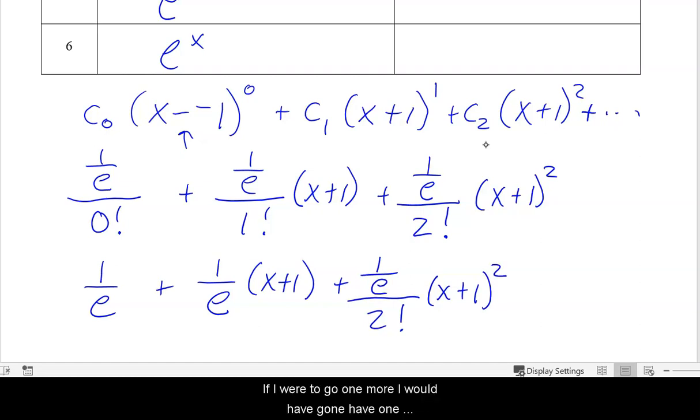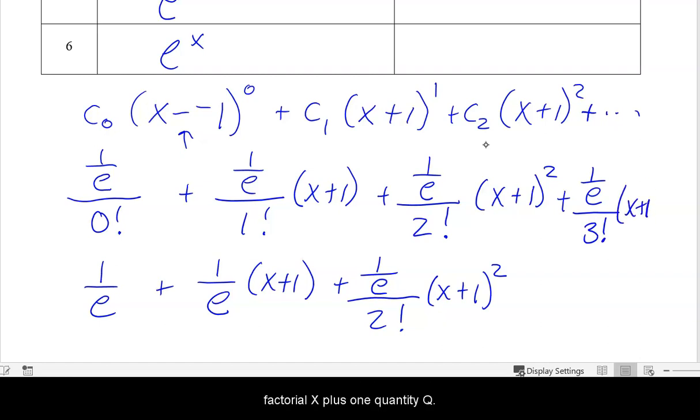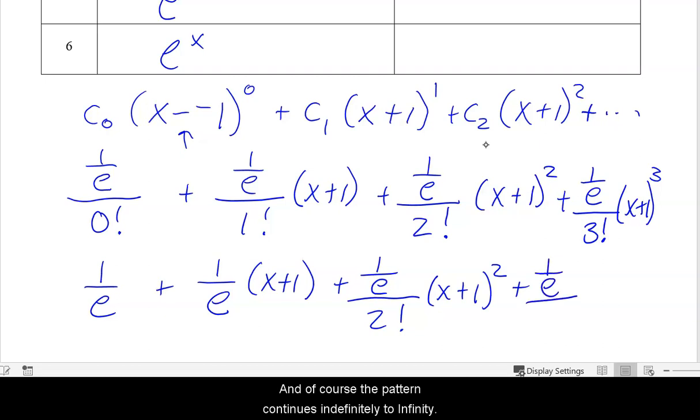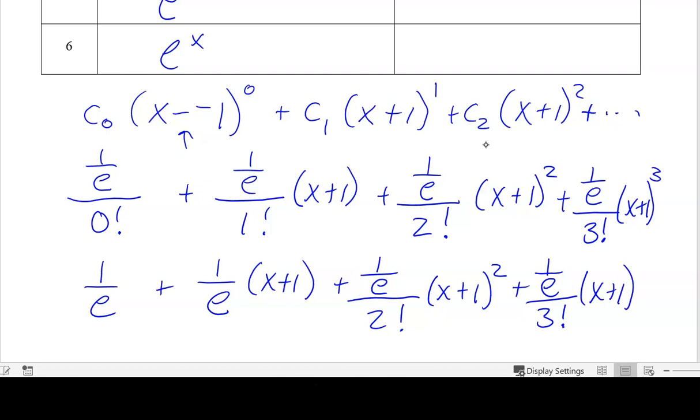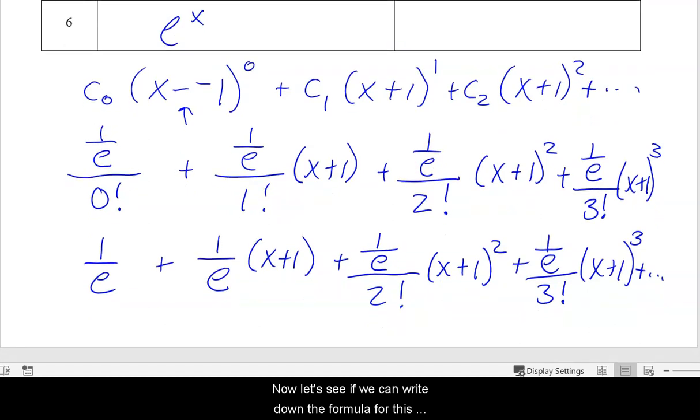If I were to go one more, I would again have 1 over e for the third derivative at the center, divided by 3 factorial x plus 1 quantity cubed. And of course, the pattern continues indefinitely to infinity. Now let's see if we can write down a formula for this pattern.